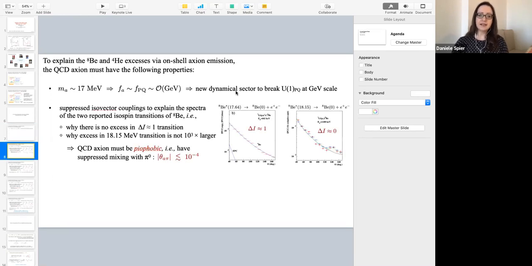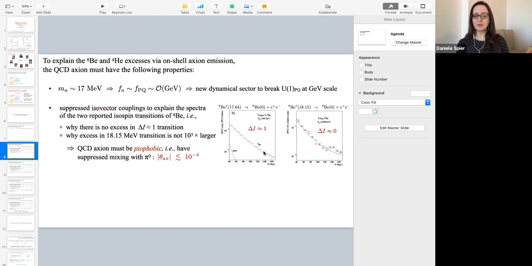The other is that the axion must have suppressed isovector couplings to explain the spectrum of the two reported isospin transitions of beryllium-8. There are two transitions that were investigated by this Hungarian collaboration that I just mentioned, of two excited states of beryllium-8 de-exciting to the ground state via emission of e+ e-. One of these transitions, which is some 17.6 MeV above the ground state, is mostly isovector.